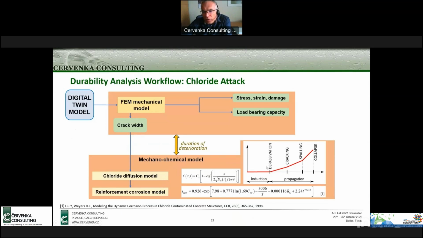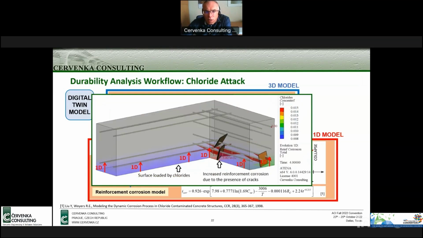First, when the critical chloride concentration is reached at the reinforcement depth, that's when corrosion starts. And when cracking of the cover and spalling of the cover occur, these points indicate a change of the corrosion rate. So all this can be taken into account, and schematically it is shown on this graph.